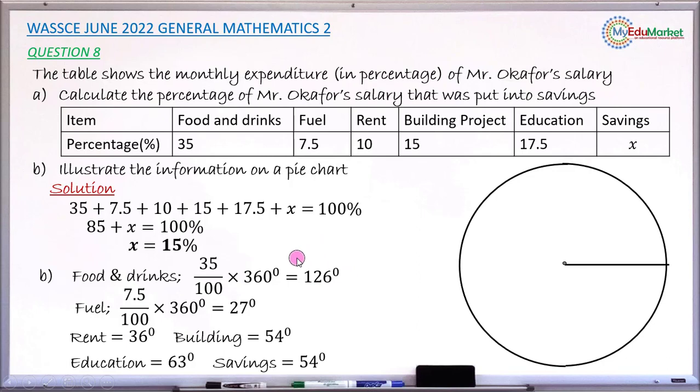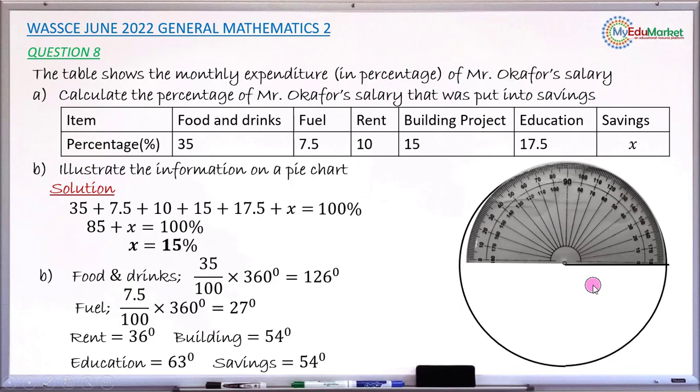So starting with the angle 126 for food and drink, I'll now align my protractor here so that the middle of the protractor is at this very point, and one of the zero lines coincides with, or is on top of, this very line, just like this. Then I'll now measure angle 126. Always use the scale that starts with 0. So here I'm using the inner scale.